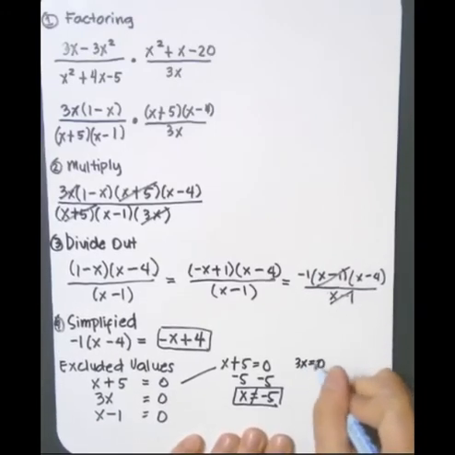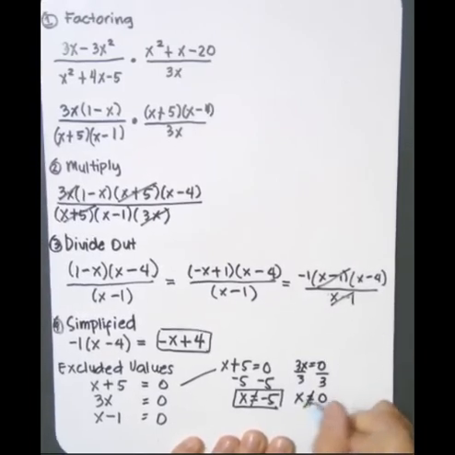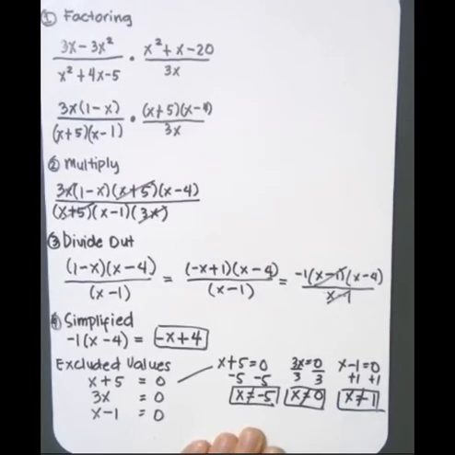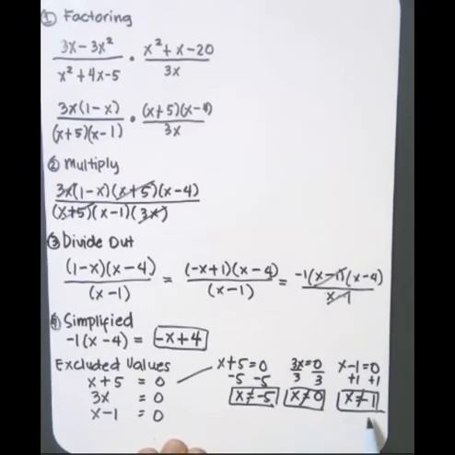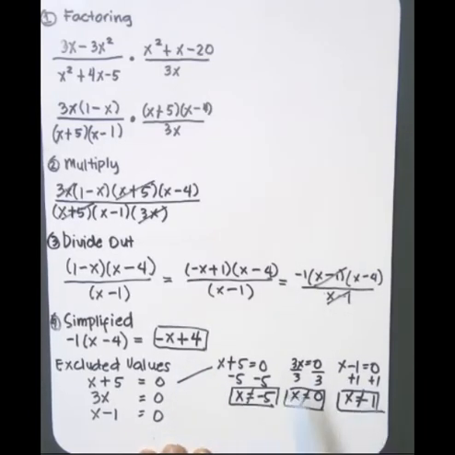3x is equal to 0. Divide both sides by 3. x is equal to 0. And x − 1: add 1 to both sides of the equation. x is positive 1. So all of these values of x will make our denominator equal to 0, which means these are all our excluded values.